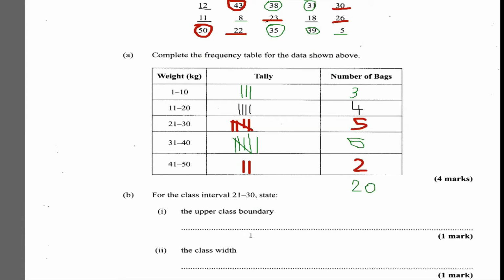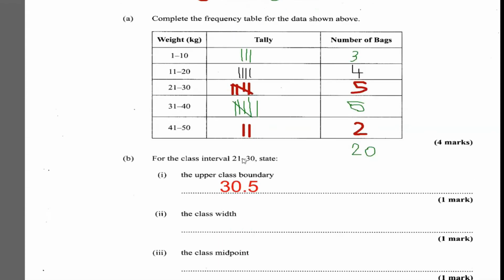The upper class boundary is 30.5. Then they need a class width. Remember, the class width is the upper class boundary of 30.5 minus the lower class boundary, which is 20.5. And so the class width is 10.